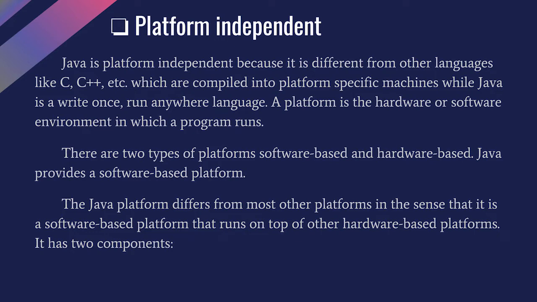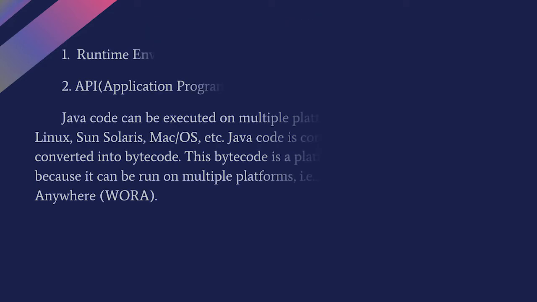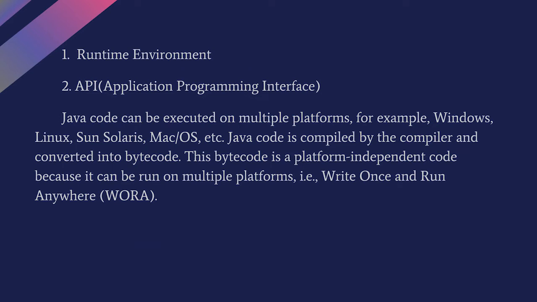It has two components: runtime environment, and API, application programming interface. Java code can be executed on multiple platforms. For example, Windows, Linux, Sun Solaris, Mac OS, etc. Java code is compiled by the compiler and converted into bytecode. This bytecode is a platform-independent code because it can be run on multiple platforms. Example: write once and run anywhere, WORA.